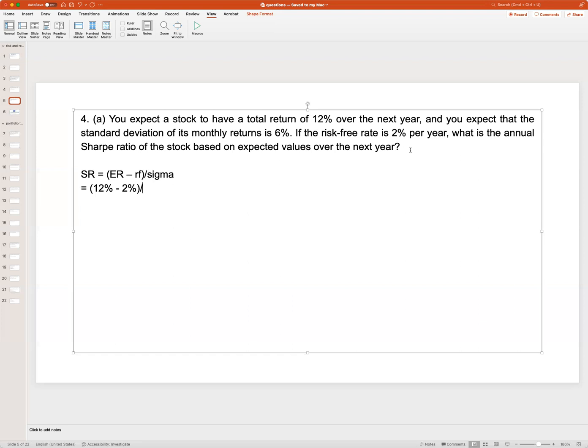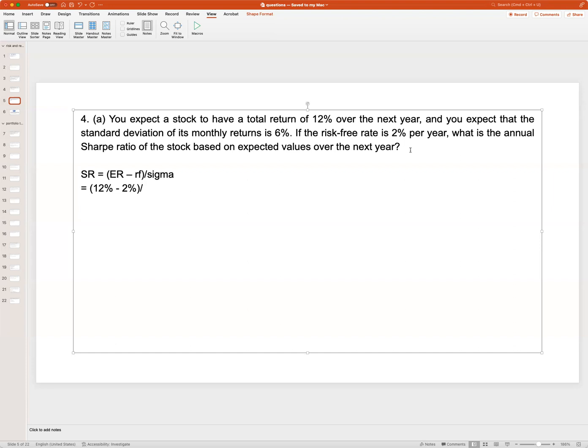The question is, what is the standard deviation? The question reads, you expect the standard deviation of these monthly returns is 6%. Now, note that this is a monthly standard deviation, and the question is asking you for the annual Sharpe ratio. So it's thinking about the annual return. So how do we convert it to the annual standard deviation?